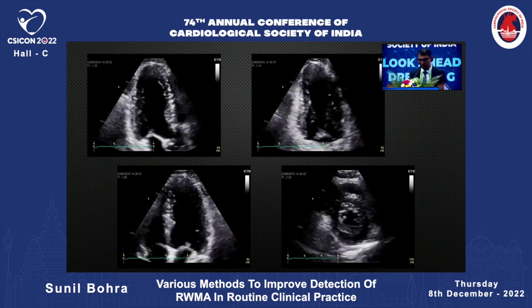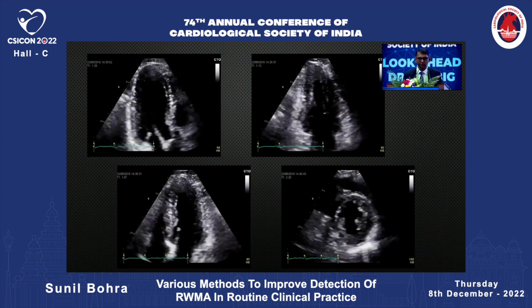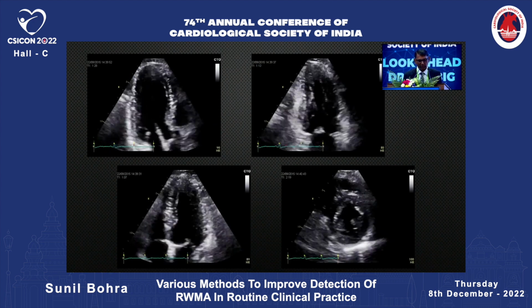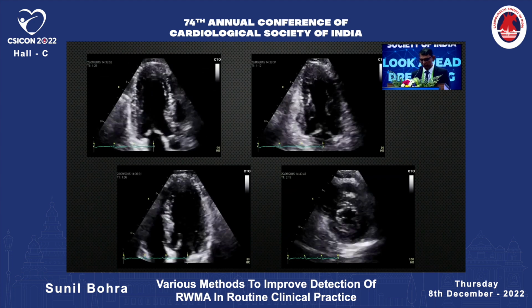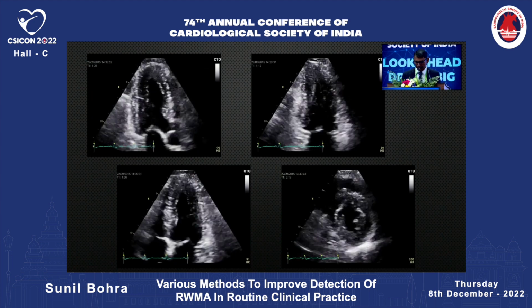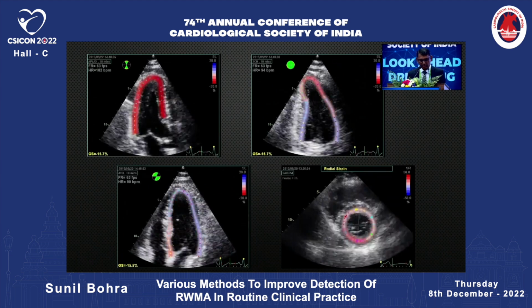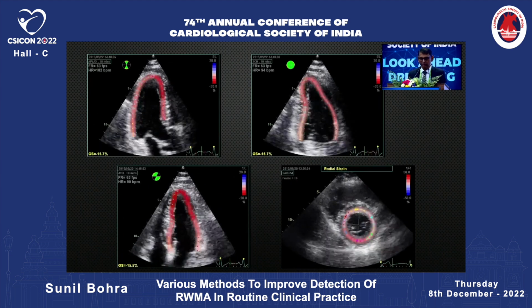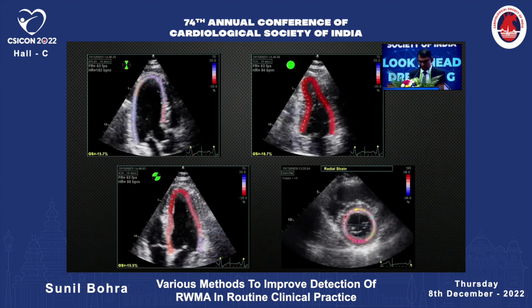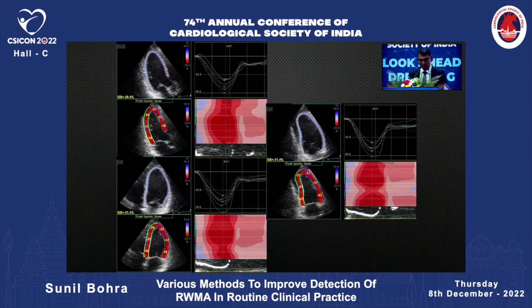So these are the four basic images which we need to capture: the apical long axis, the apical 2-chamber, 4-chamber, and then the short axis at the papillary muscle level. And it's very easy with the automated machines. Within 2 to 3 minutes, we get these images, and then we can calculate the strain, which gives us the global strain and also the regional strain of each segment.